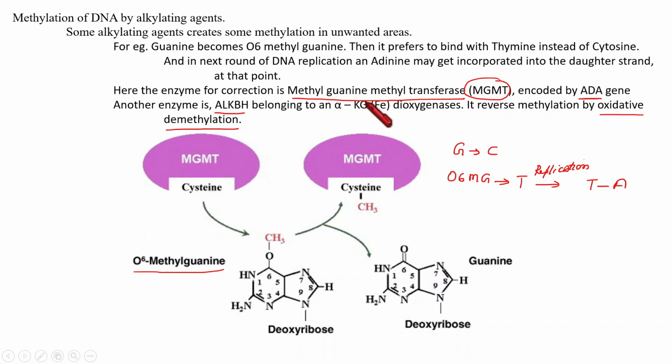So in today's video, we have seen a general first overview of the different types of DNA repair methods. Then we learned about the direct repair methods like photoreactivation, and methylation of DNA by alkylating agents and how it is corrected. So today we can wind up this section.